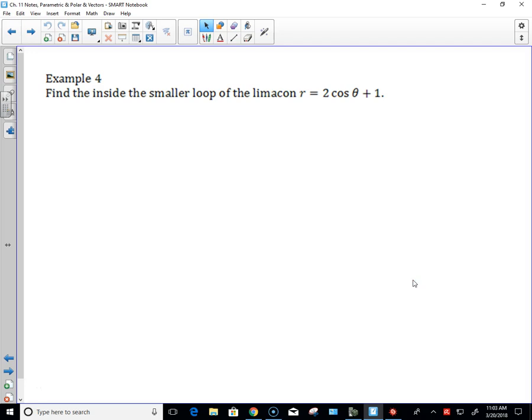St. Patty's Day is over. Oh, wait, that's leprechaun. Limacon made me think of leprechaun. Leprechaun made me think of St. Patrick's Day. St. Patrick's Day made me think of... It's done and over. I don't know.